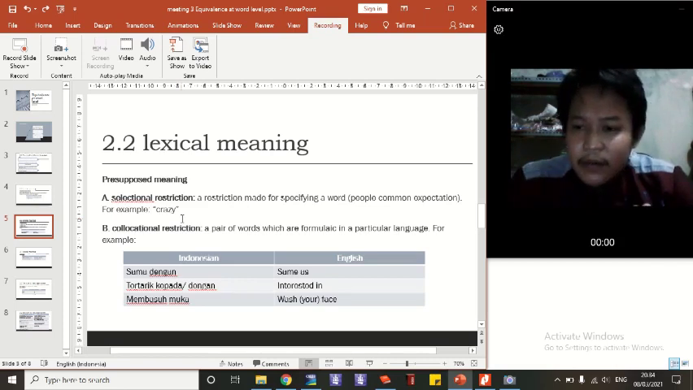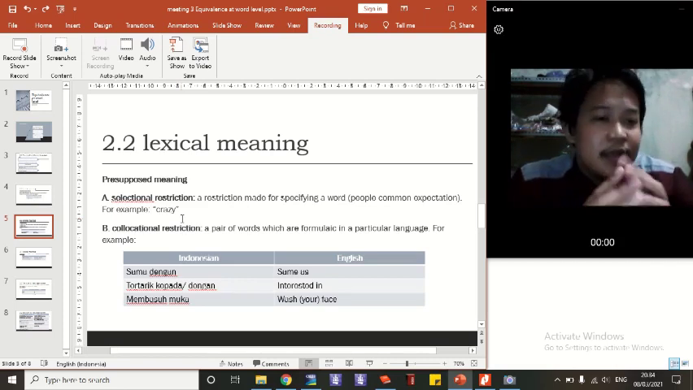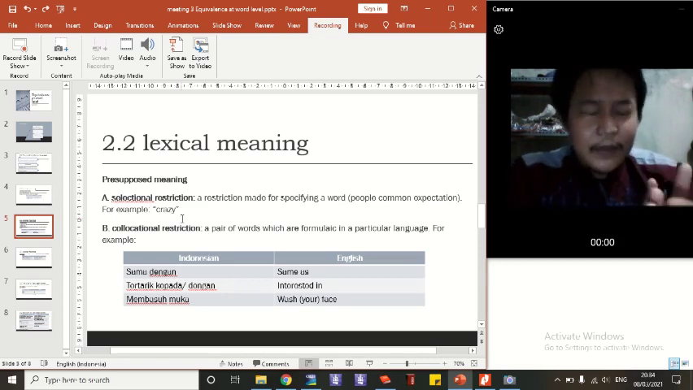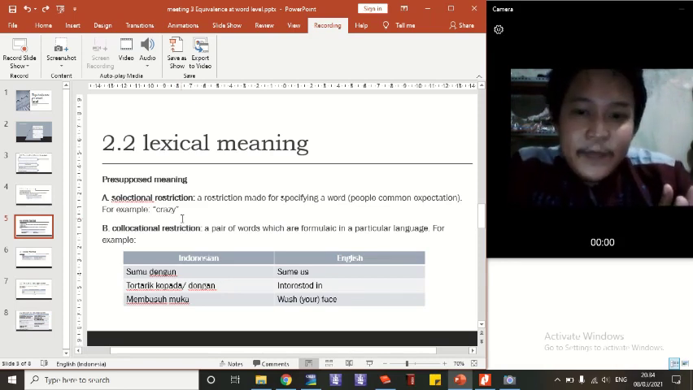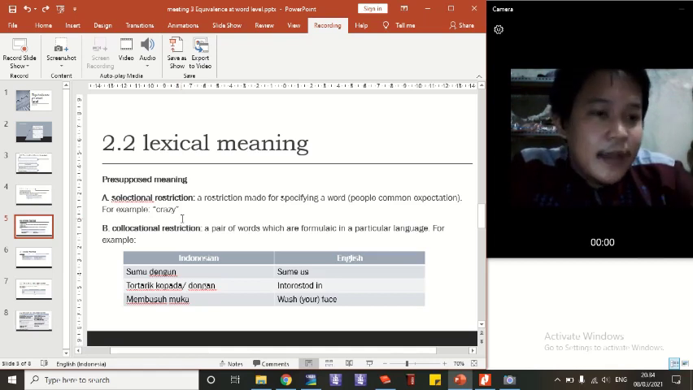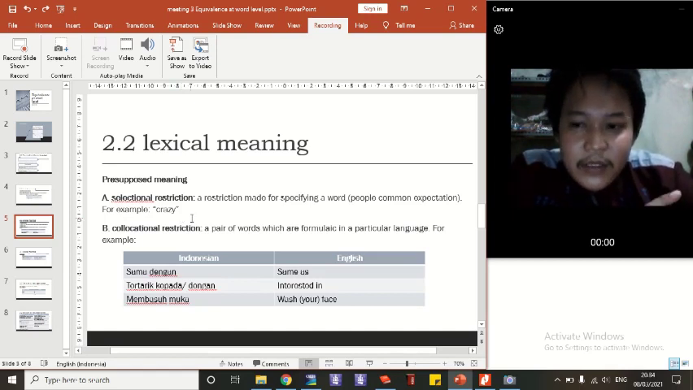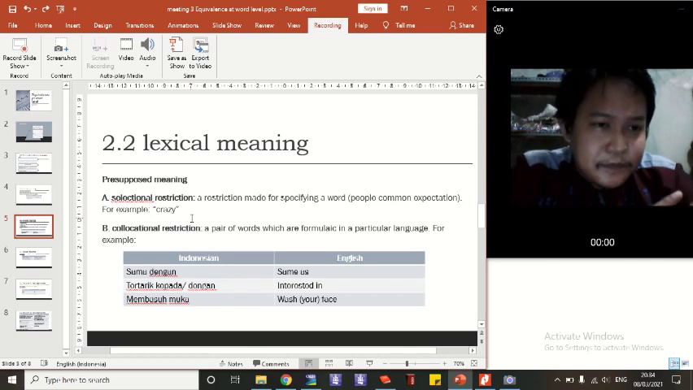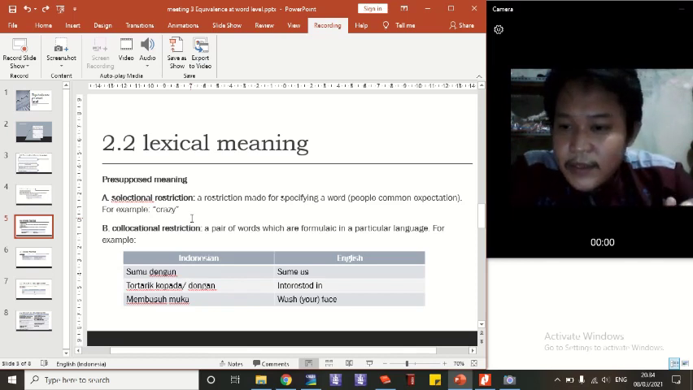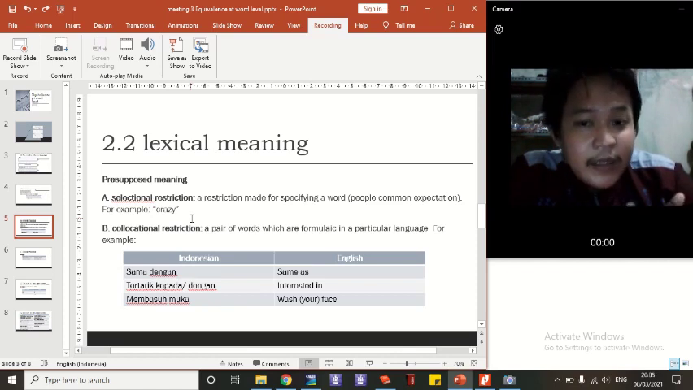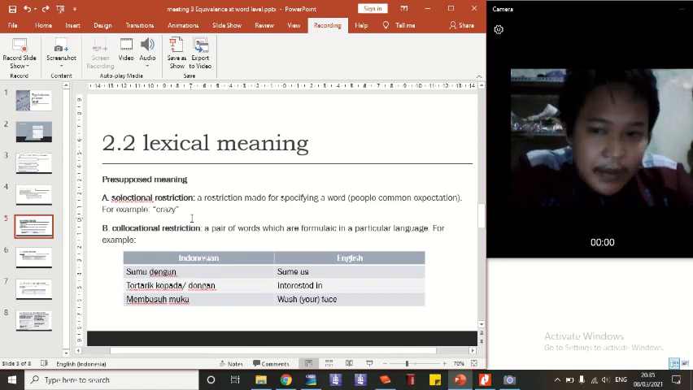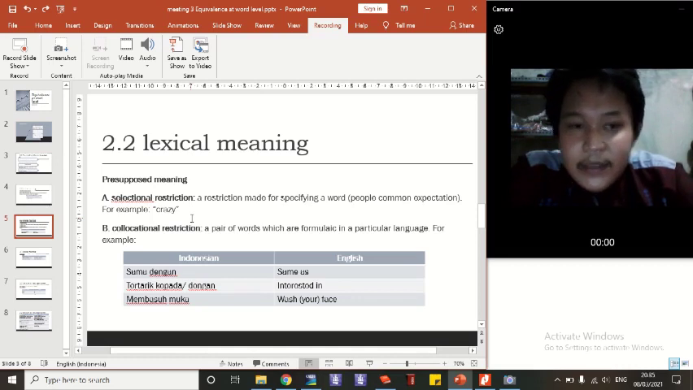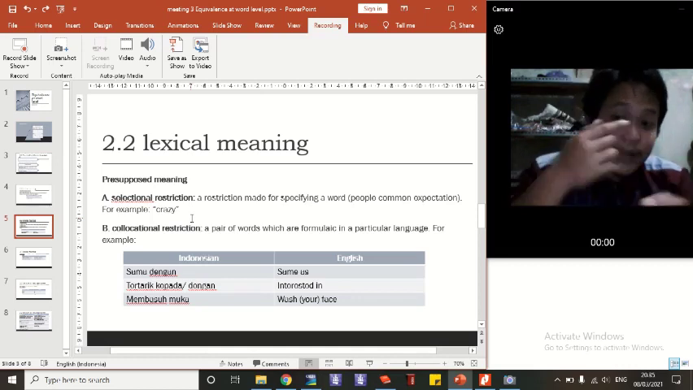While collocational restriction, since it is collocation, deals with a pair of words, sepasang kata, which are formulaic, yang sudah terset secara sistematis dan sudah pasti, tidak bisa diganggu gugat in a particular language. Contohnya di sini ada sama dengan. Although it is sama dengan, you cannot translate it into same with. No, in fact in English we say same as. Tertarik dengan atau kepada, interested in, and membasuh muka.